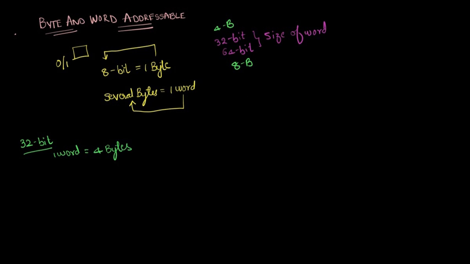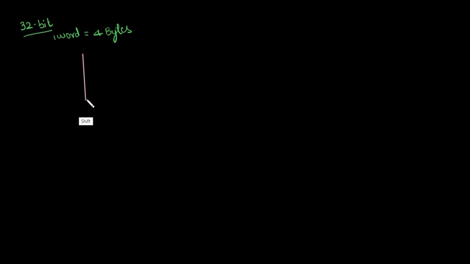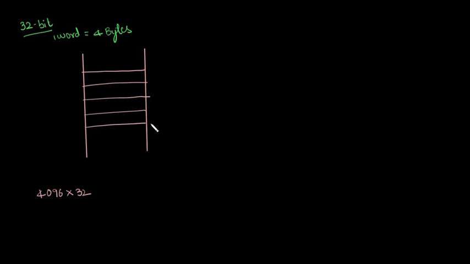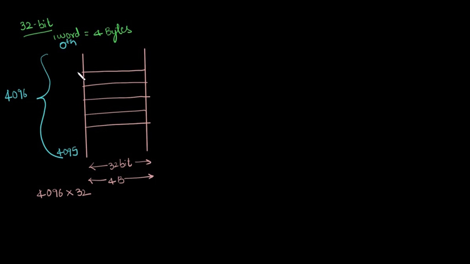And let's draw a memory. This is a memory of size 4096 by 32. I'll explain what this 4096 and 32 are. These are words in the memory, many words, and the size of each word is 32 bits, which is nothing but 4 bytes. The size of each word is 4 bytes, and we have 4096 such words. Starting at the 0th word, we move forward to the 4095th word. So this is each word.